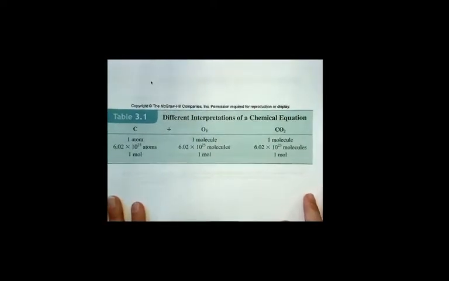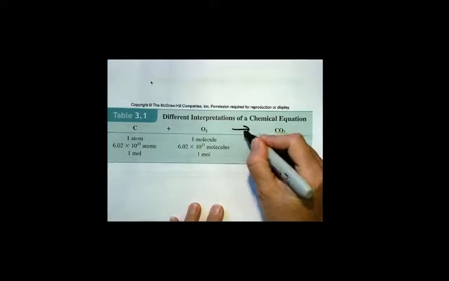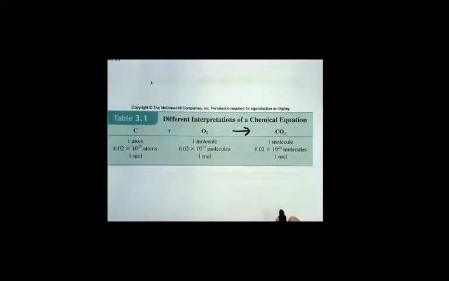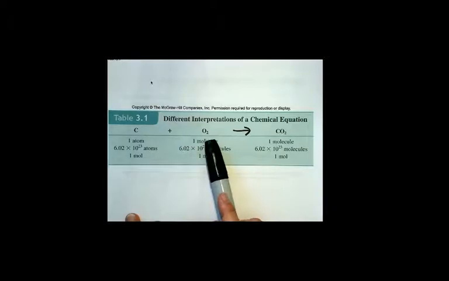Now we have this ability to interpret chemical equations differently, and we'll be using this a lot more in Chapter 4. For now, we know that carbon dioxide is the result of a combustion reaction between carbon and oxygen. The carbon can be in the form of just carbon, like coal or graphite, or in the form of a hydrocarbon, in which case you get carbon dioxide and water as products. But if all you have is carbon and oxygen, we can interpret this chemical equation as 1 atom of carbon plus 1 molecule of oxygen gives 1 molecule of carbon dioxide.